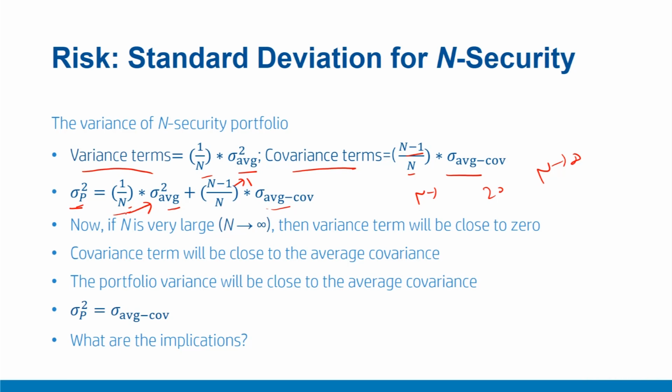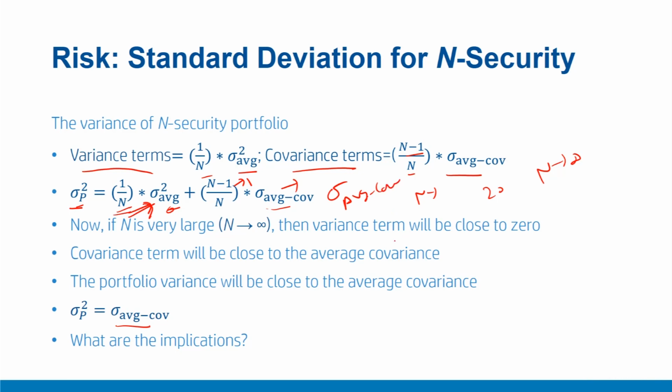So the overall portfolio risk or portfolio variance will be simply equal to the average covariance, and all the variance terms are cancelled out because of this property that n is fairly large, and therefore this term will approach 0 and this term will approach the average covariance of the portfolio.